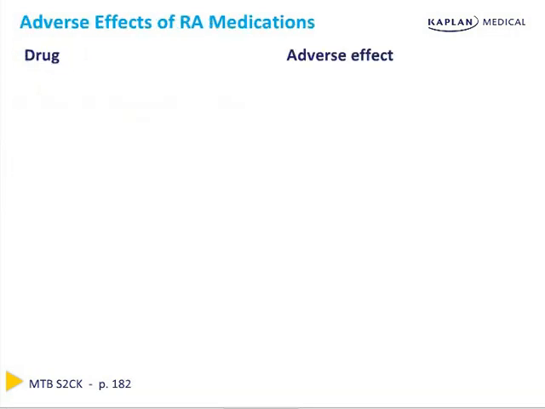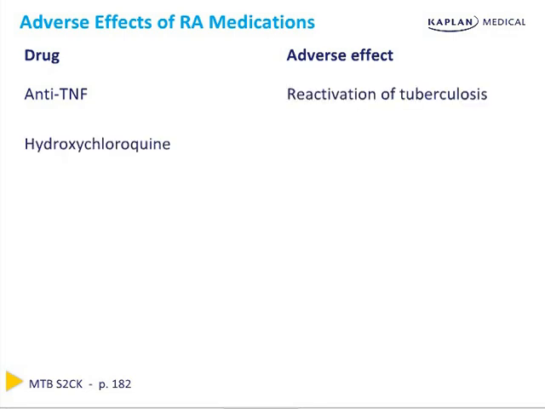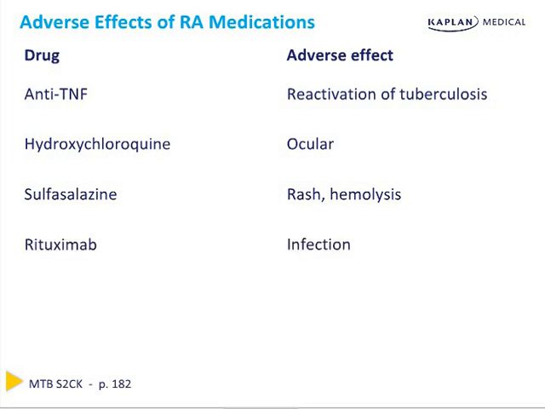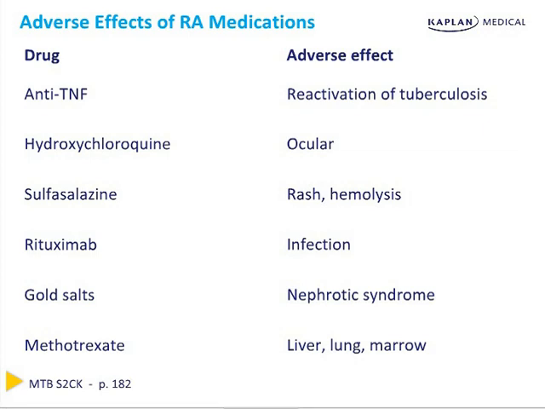So let's go over those adverse effects that you need to know about rheumatoid arthritis medications. Anti-TNF inhibitors can cause reactivation of tuberculosis. Hydroxychloroquine can cause ocular defects, such as retinal toxicity. Sulfasalazine can cause a rash and hemolysis. Rituximab can lead to other types of infections. Gold salts have been associated with nephrotic syndrome, and methotrexate can lead to liver, lung, and bone marrow issues.